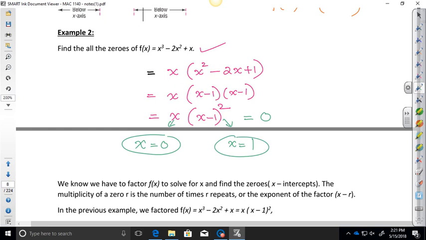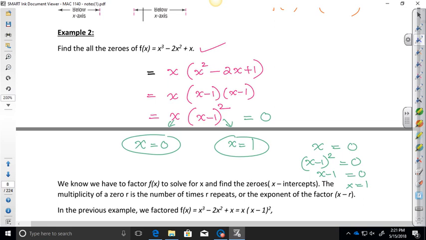Yes? What do you mean you got x equals 0 and x equals 1? I said that this is 0. That means each factor is 0. So the factor x is 0. The factor x minus 1 squared is 0. That means x minus 1 is 0. So x is 1. Okay, those are the two solutions.